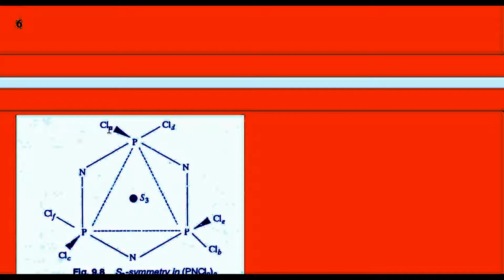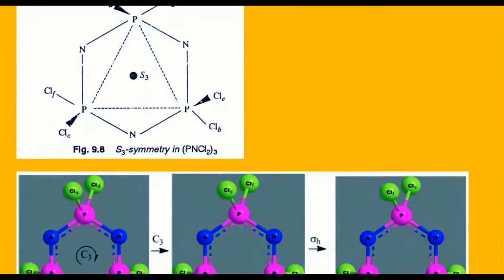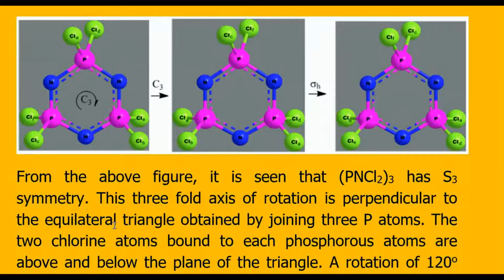Therefore what will happen? This ClA will come outside the plane and this ClD will go behind the plane, whereas the 2 PN bonds are in the plane of the hexagon. Similar situation will be there with your second phosphorus atom, and the same situation over here also. Now I will show you a picture of some operations carried out on our PNCl2 trimer, rather the trimer of the PNCl2.